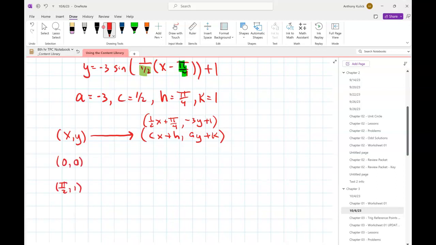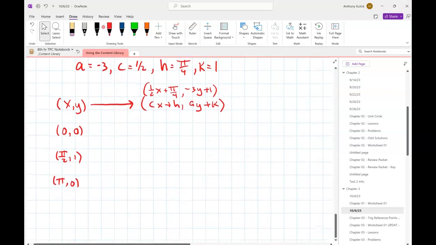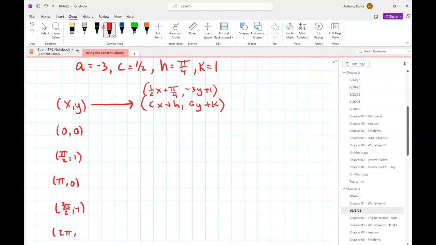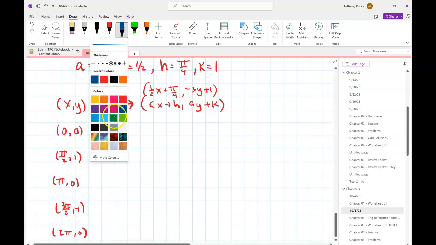Now, Mr. Kulik has done these problems thousands of times in his life and has these all memorized. That's not an expectation for you. Will we be given these, or should we put them on our note card?